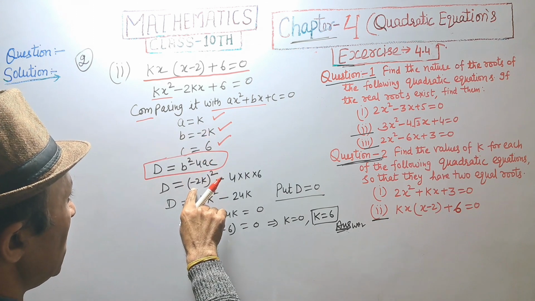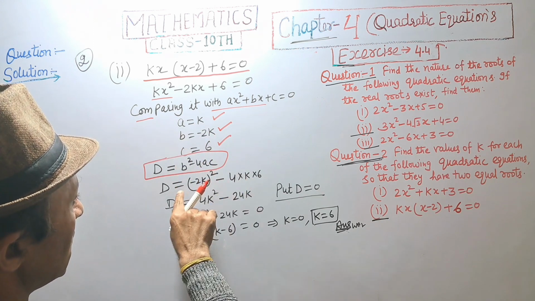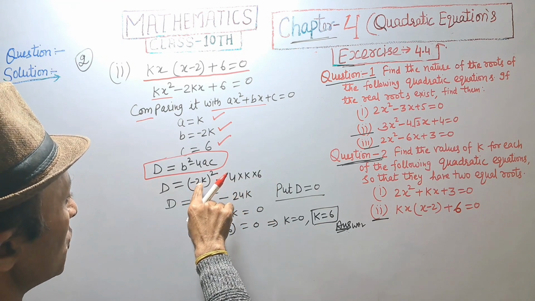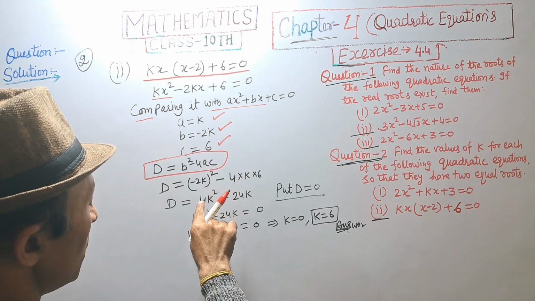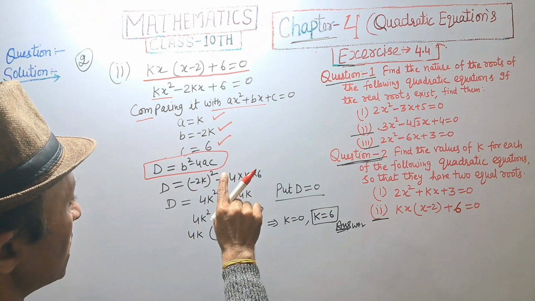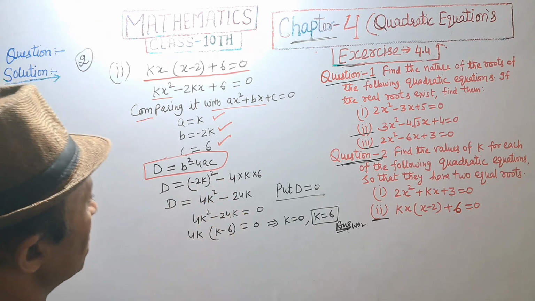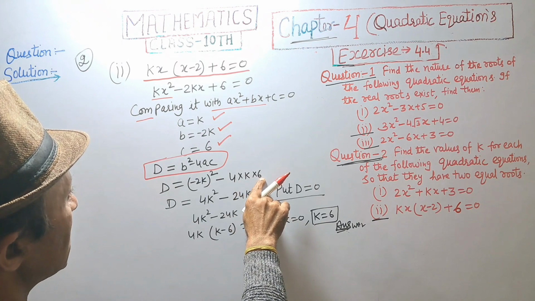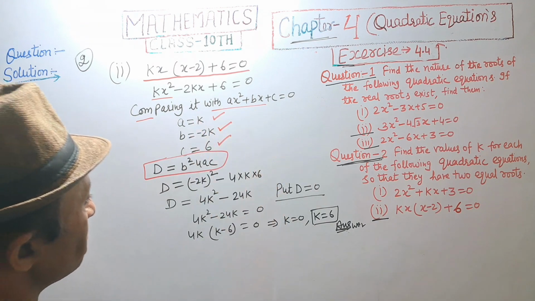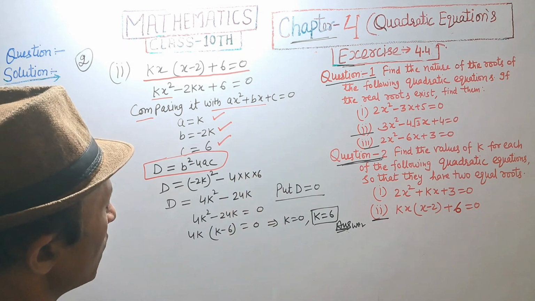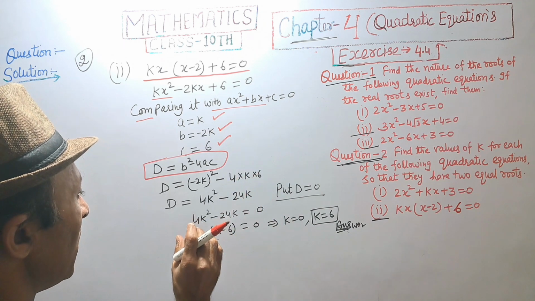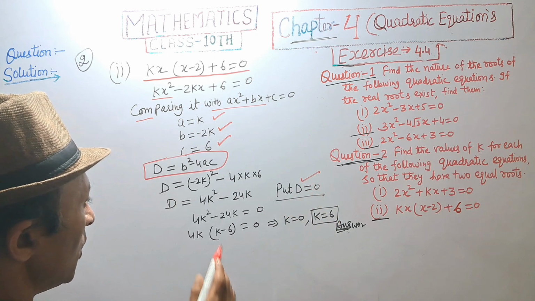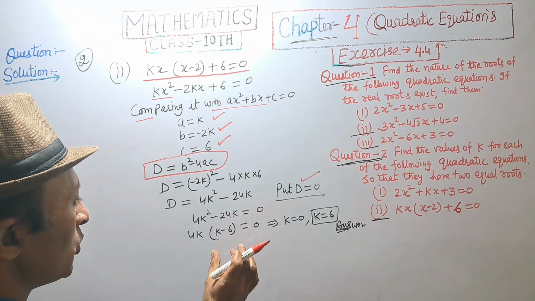Putting the value of b, a, and c in the discriminant, we get minus 2k square, that is 4k square, minus 4 into k into 6, 4ac, 6 fours are 24k, and we find the value of k. Put discriminant D equal to 0. 4k square minus 24k equal to 0.